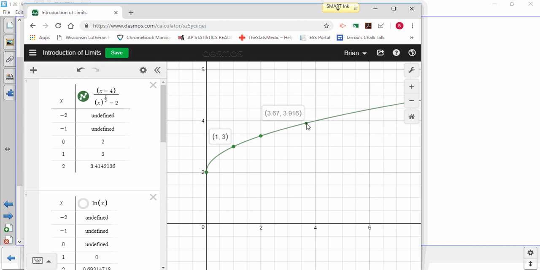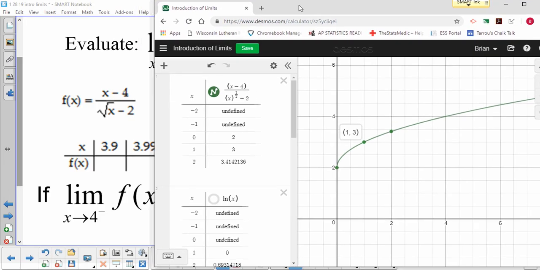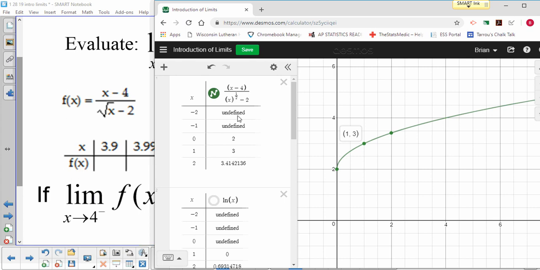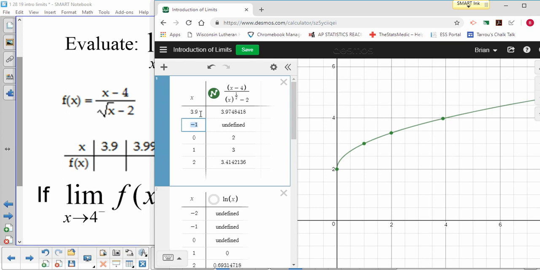But it appears that even when I go to the left side, as I get closer and closer to 4, you get 3.992, it's also getting closer and closer to 4. So to verify this, we're going to plug in values, what they ask us to do. I'm going to plug in here, and then what you can do is just go right there. And we're going to plug in 3.9. So I'm going to plug in 3.9. And you see that that is the value.